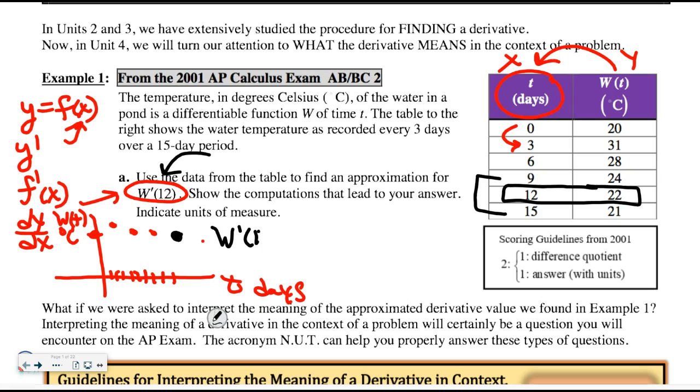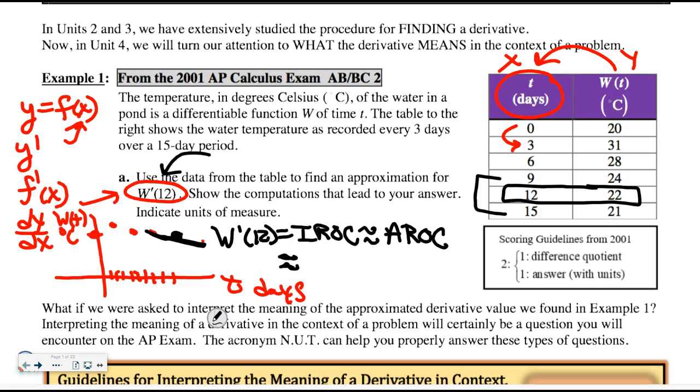W prime at 12 is equal to the instantaneous rate of change at 12, which we can approximate, right, by doing the average rate of change as close to it as possible. So that we talked about, and we did it on the last test, and it's super easy. But when it says show computations that lead to your answer, our W prime of 12 would be the slope of the secant line as close as possible.